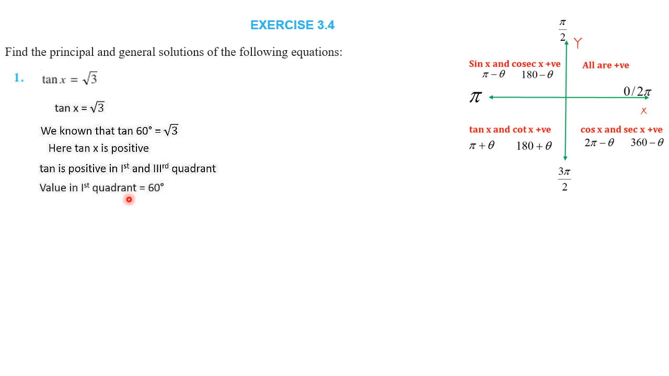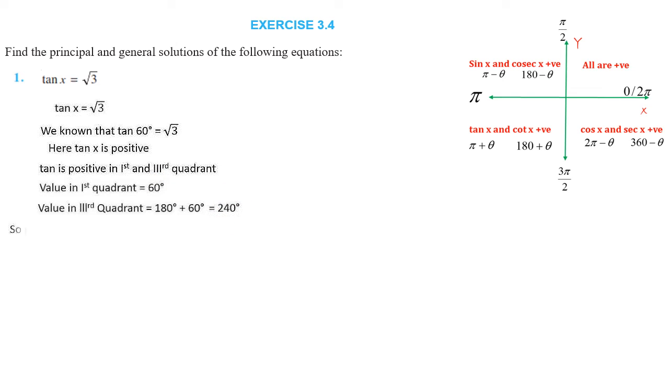So the value in the first quadrant is 60 degrees. Quite clear, 60 degrees is between 0 and 90. First quadrant means 0 to pi by 2, that is 0 to 90. So the first quadrant value is 60 degrees. Then the value in the third quadrant, we know, is 180 plus theta. So 180 plus 60 is 240 degrees. So we have got both answers. The principal values or principal solutions are 60 degrees and 240 degrees. Two values will be there.